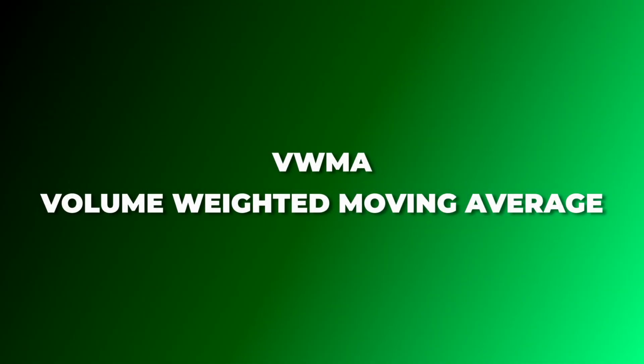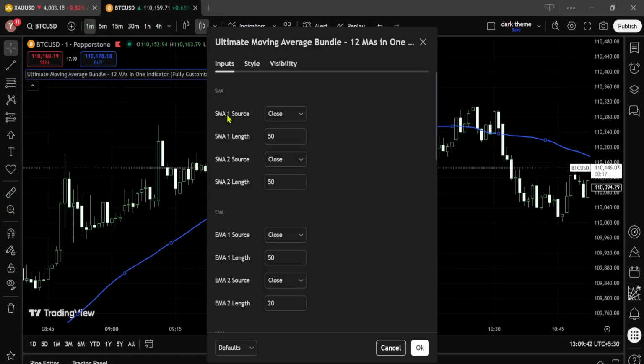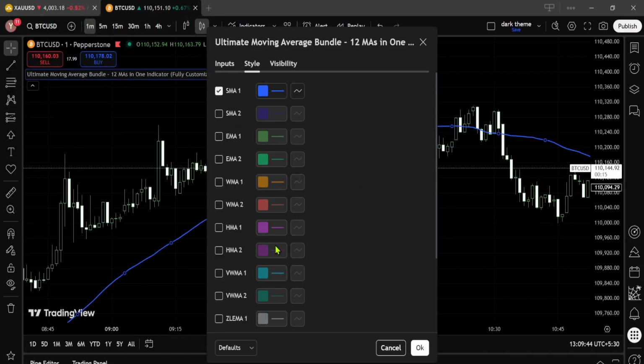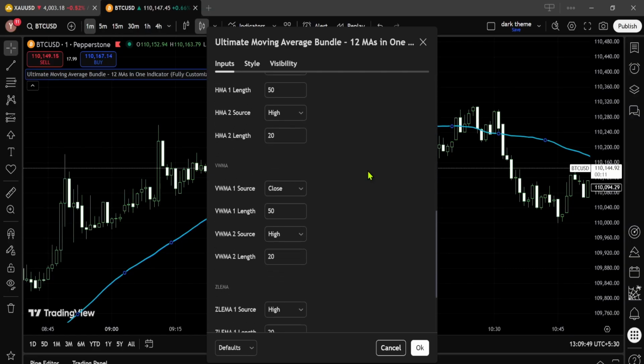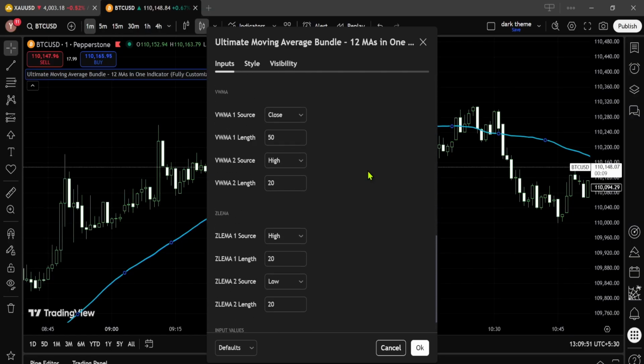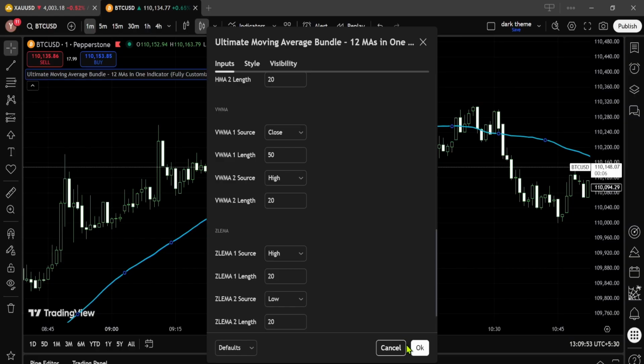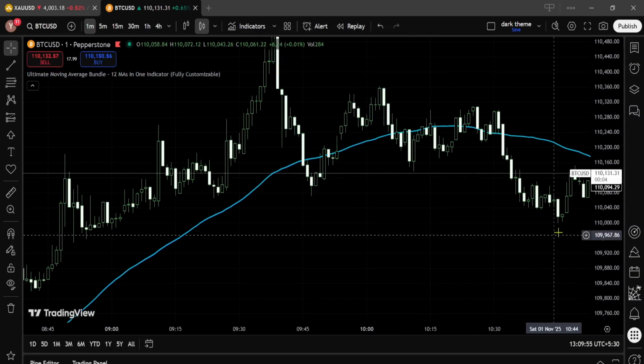VWMA, Volume Weighted Moving Average, adjusts the average based on volume. When volume increases, the VWMA reacts more strongly. When volume is low, it reacts less. This is useful because volume confirms real price movement.